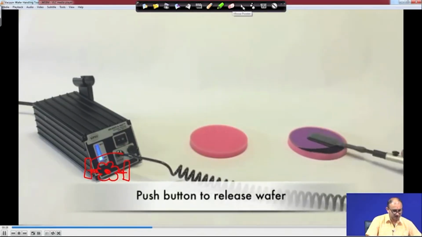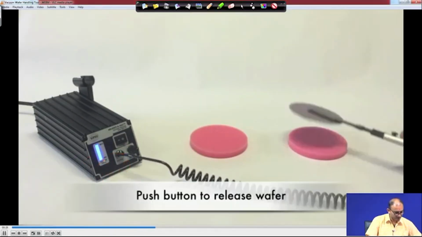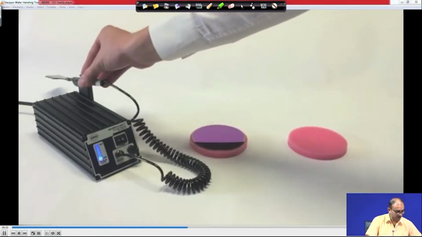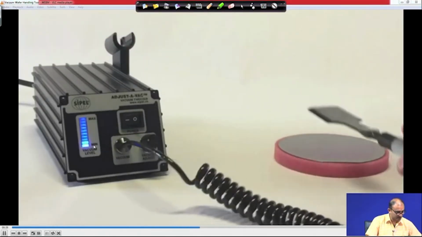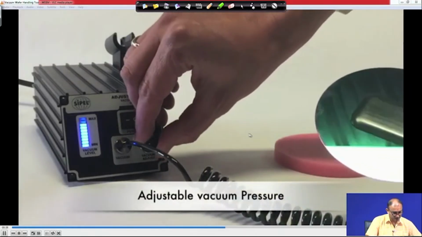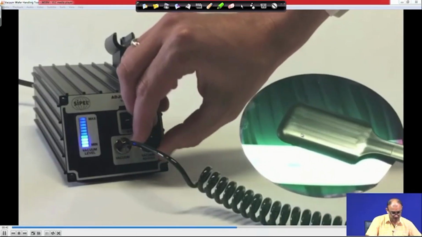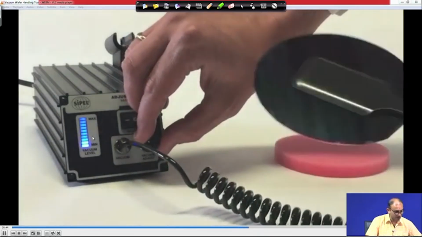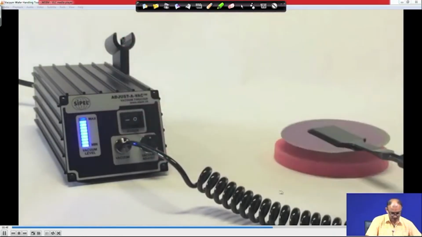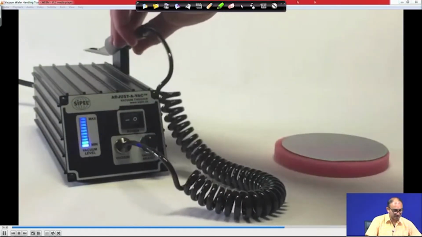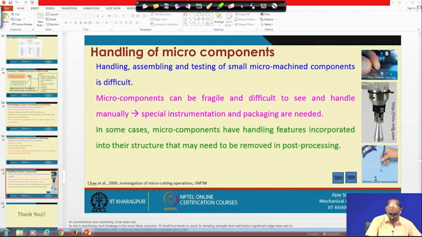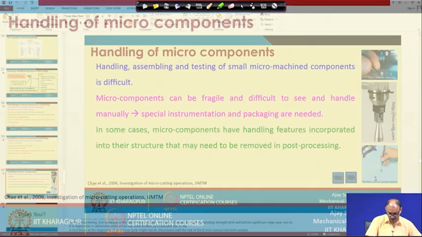One of the advantages here is that you can change the pressure. So, how much pressure is required? This is a vacuum level, with maximum and minimum. Depending on the delicacy of the component, if it is very delicate, you can minimize the pressure so that it will not damage the component, and this way you can move the component. So, these vacuum based components are very handy in the fabrication of these particular parts.